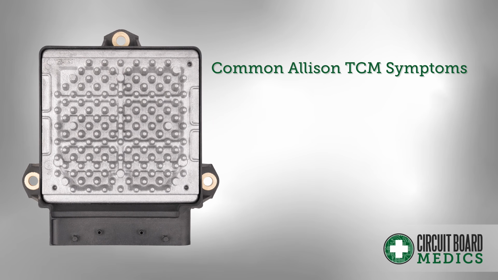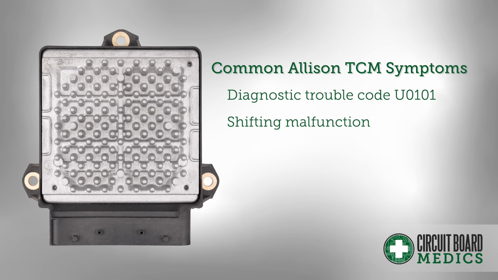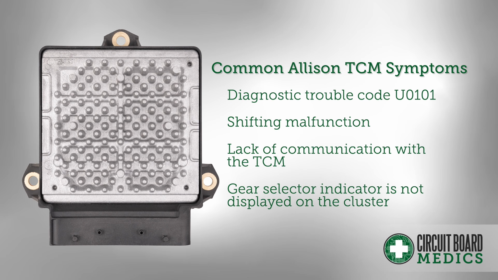Common Allison TCM symptoms: diagnostic trouble code U0101, shifting malfunction, lack of communication with the TCM, the gear selector indicator is not displayed on the cluster.